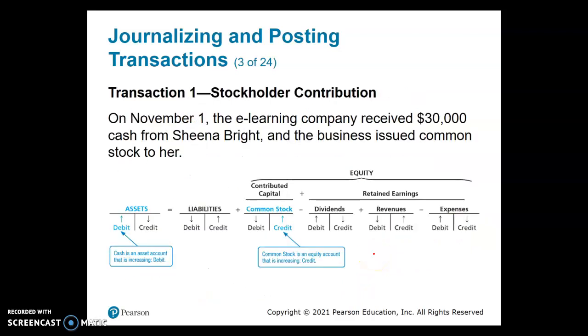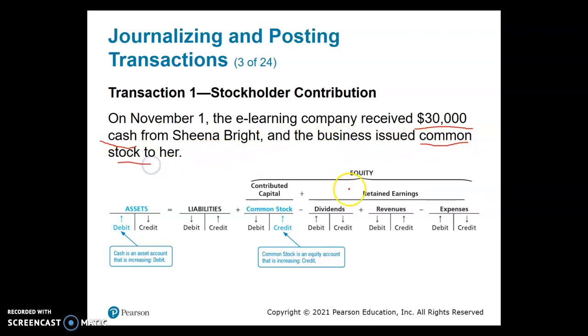All right. Next, let's go over some examples. Transaction number 1. It says, on November the 1st, the e-learning company received $30,000 cash from Sheena Bright, and the business issued common stock to her. We did the same transaction in Chapter 1, but we recorded it in the accounting equation, and we proved that assets still equaled liabilities plus equity. So we have $30,000 cash, and we have issued common stock.